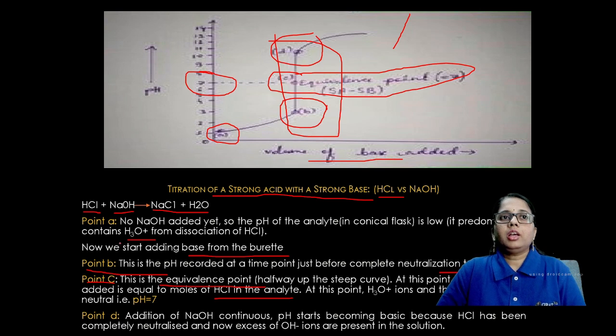If you see, addition of NaOH continues, but the pH starts becoming basic in nature because HCl has been completely neutralized, and now excess OH minus ions are present in the solution. Thereby there is no change in the pH going to be seen, right? So that means all the chloride ions have been completely neutralized by the strong base, that is OH minus ions. So these are the curves we are going to see while performing the strong acid with a strong base.